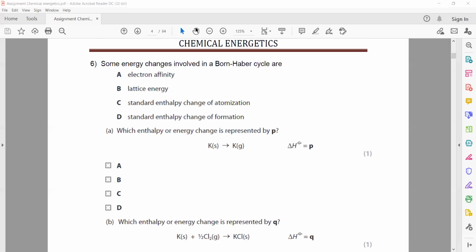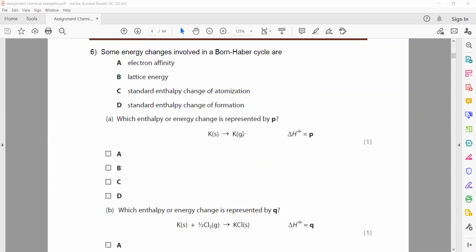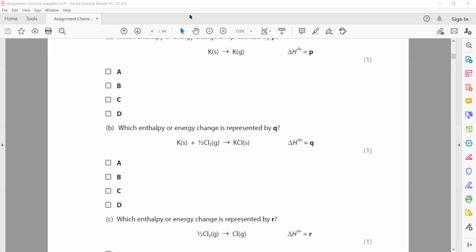Because we are converting a solid into a gaseous state, we call that atomization. That's why C is the right answer. Then elements are forming a compound. Potassium and chlorine are forming a compound. What do we call this enthalpy change when elements form a compound? Yeah, that's right. It's a formation, so D is the right answer.